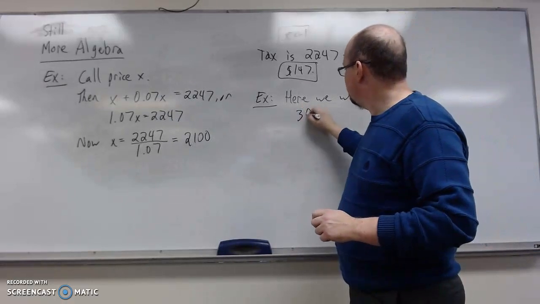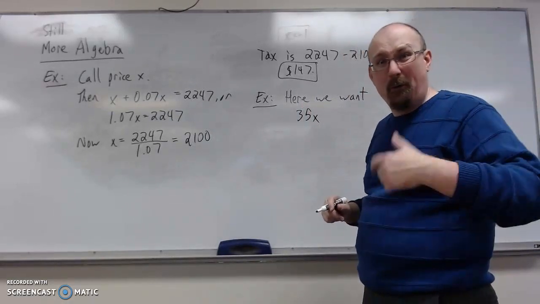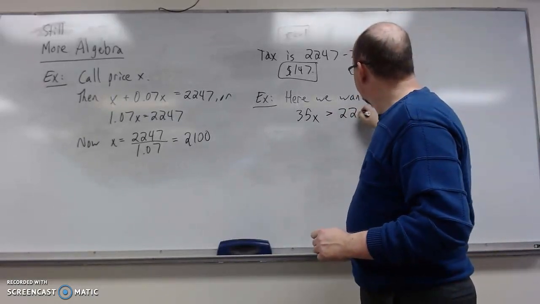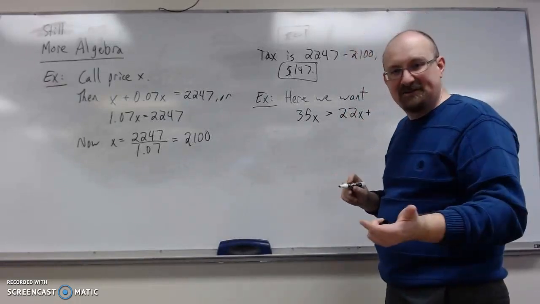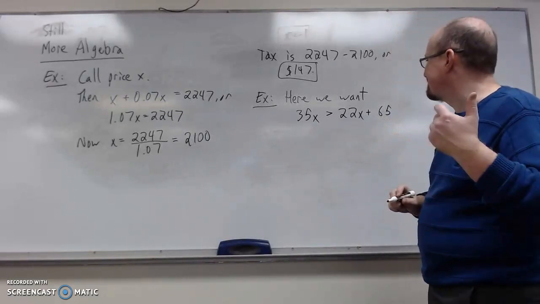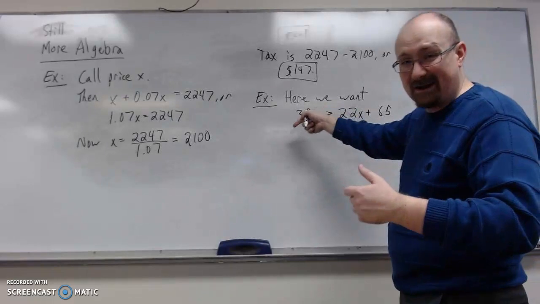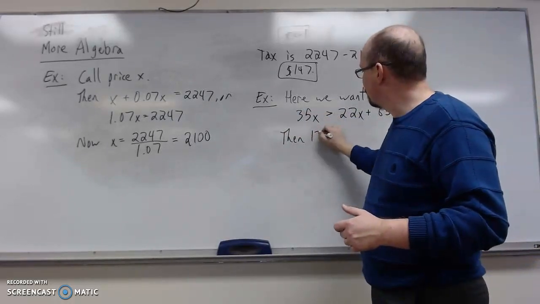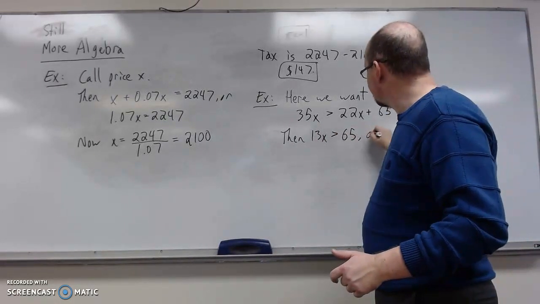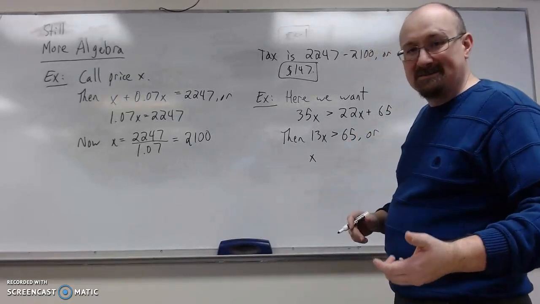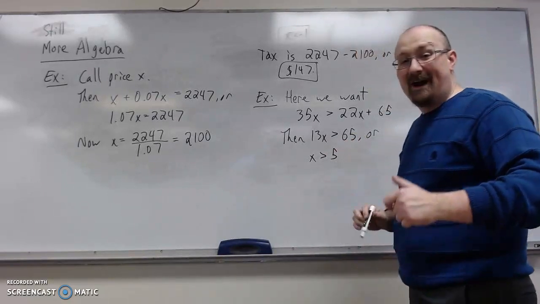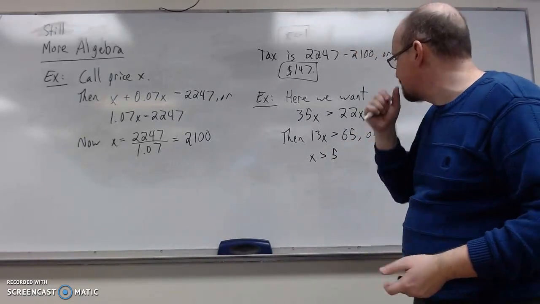So we want the 35x, that's the first company's total payment, if we say x is the number of days we rent the car, is greater than 22x plus the flat fee of $65. All right, so we want to solve that guy for x. 35x is greater than 22x plus 65. Subtract over the 22x. 35 minus 22 is going to give me 13, so we have 13x is greater than 65. Divide both sides by 13 to bring this home. 65 divided by 13 gives me 5. Note that we're dividing by a positive number, so we don't need to flip the inequality symbol around.